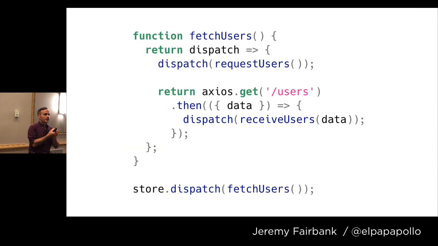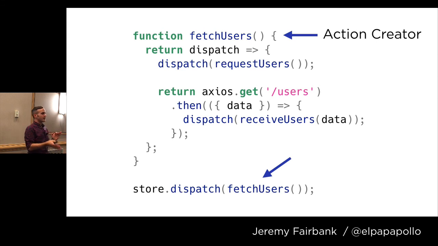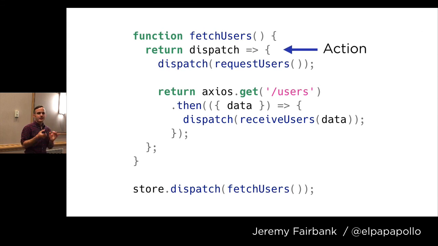But the actual thing we're going to dispatch and where we're going to make the API call is going to look something like this. We have a fetch users function that returns another function. But this maps kind of back to our action creators and actions. The fetch users you can think of as an action creator. And that's what we're going to dispatch when we invoke it. And instead of the action being an object, remember it's going to be a function. And so we'll return a function.